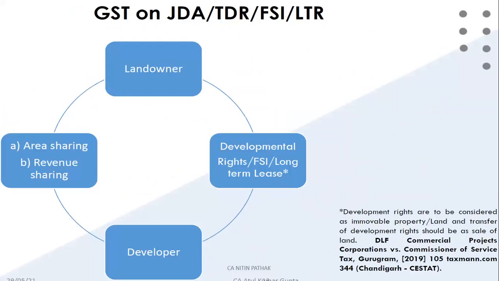GST on joint development agreement, TDR, FSI and LTR. Landowner and developer, what they are sharing, area sharing. Of 12 apartments, 5 are yours and 7 are mine. 20% is the landowner's, 80% is the developer's. So there are these things: landowner, developer, area and revenue sharing. Whatever revenue comes to me, 20% is mine. Okay, these are the ways. So there is a concept called landowner, developer, BU, CC or before CC. These are the ways the calculation is going on.